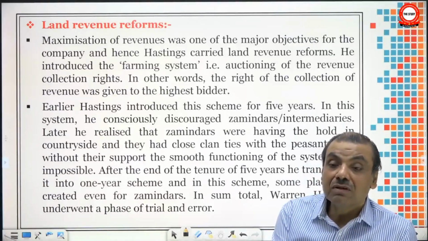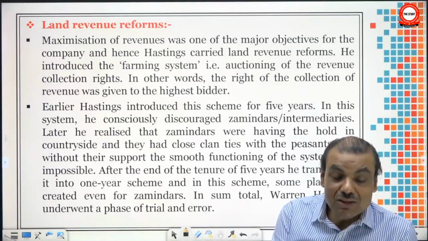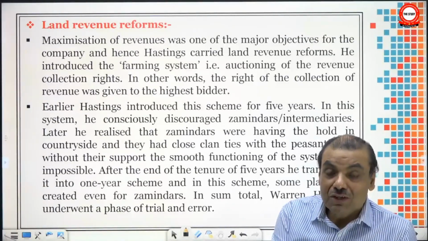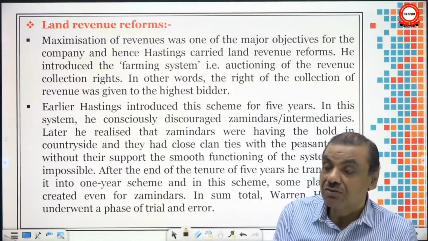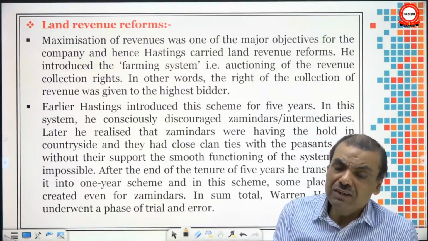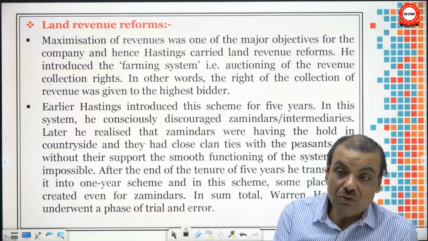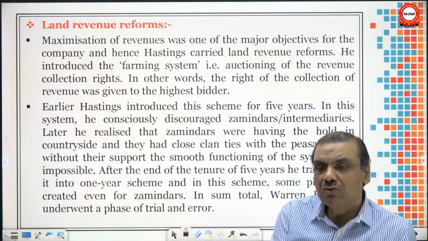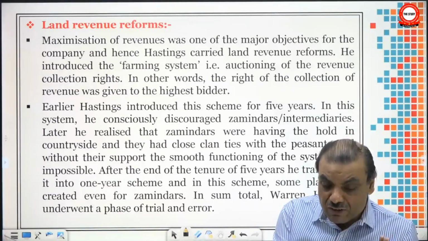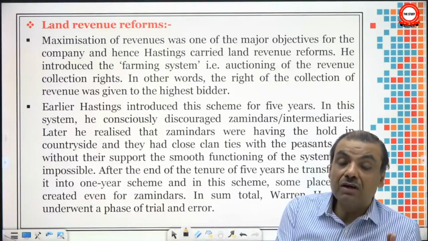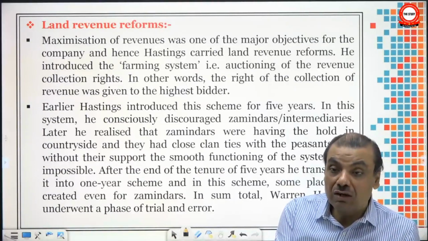some welfare of peasants, or some safety of peasants. They would try to fleece out the revenue at the cost of the peasants. So definitely it would adversely affect the peasants as well as the agriculture in Bengal. So in sum total, in the other sources of revenue, he standardized the collection of duties. Even the revenue headquarters was transferred from Murshidabad to Calcutta.